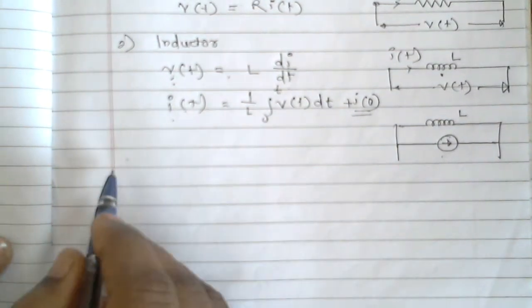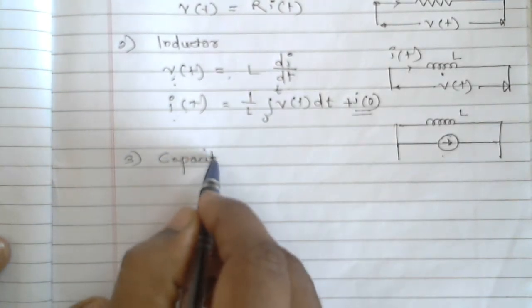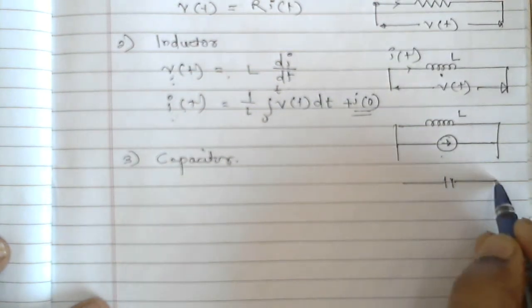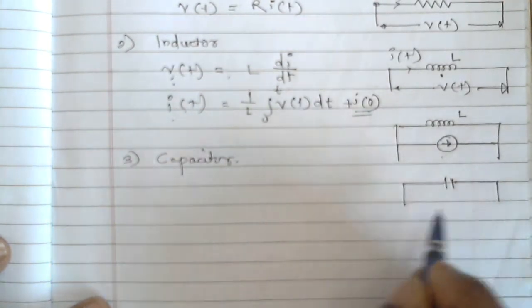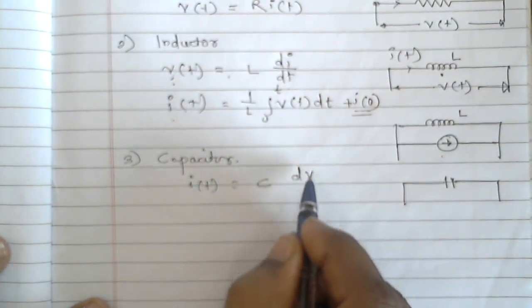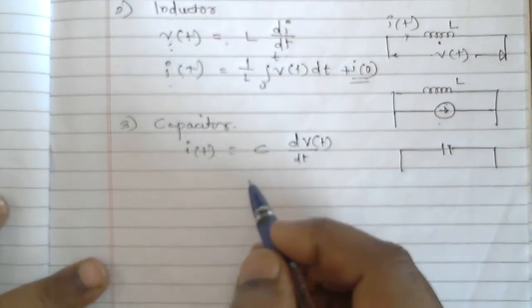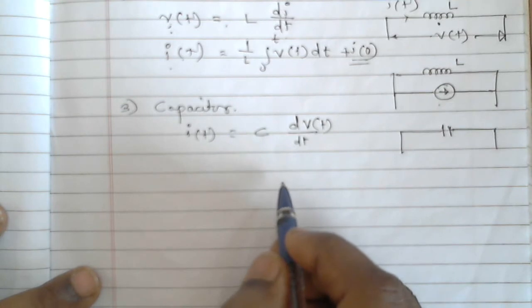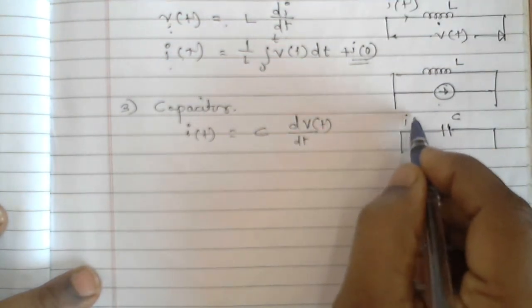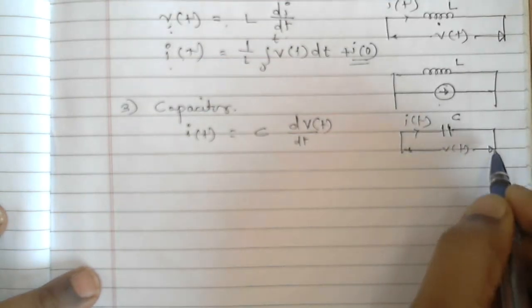Now what is the condition for a capacitor? If I draw the circuit like this, this is a capacitor. Now what is the current in a capacitor? Current in a capacitor is given as C dv by dt, where v is the voltage at a particular time. So C dv(t) by dt is the current in a capacitor. Current is i(t), voltage is v(t).